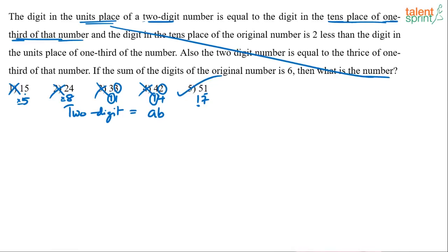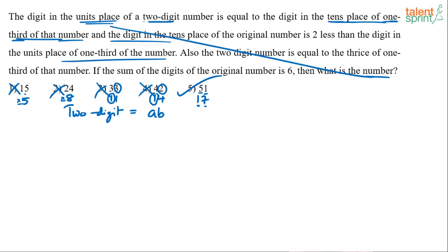However, for your clarity, let me explain the remaining conditions as well. In the exam, you should stop here. Option 5 is the answer, but let's verify the remaining conditions. The digit in the tens place of the original number is 2 less than the digit in the units place of one-third of the number. Now, what is the digit in the tens place of the original number? 5. What is the digit in the units place of one-third of the number? 7. Is 5 2 less than 7? Yes, 5 is 2 less than 7. That condition also is satisfied.